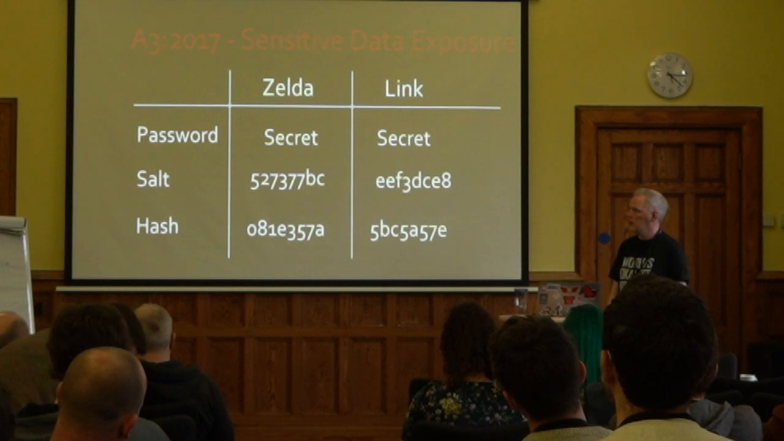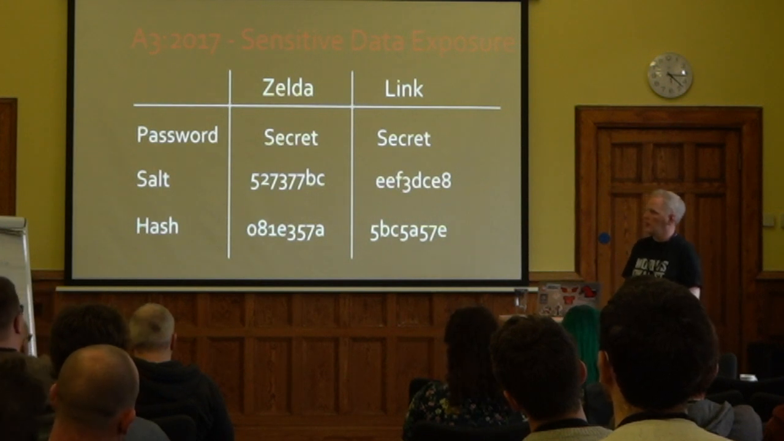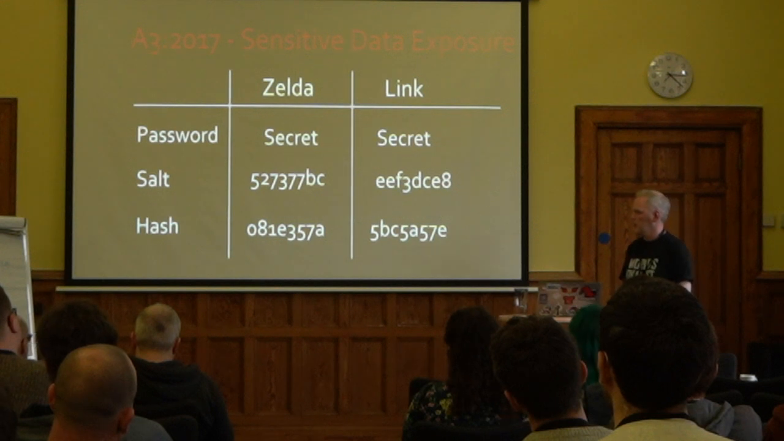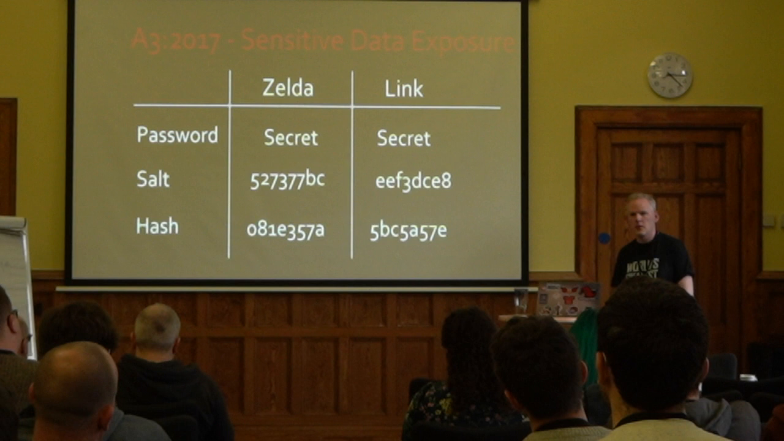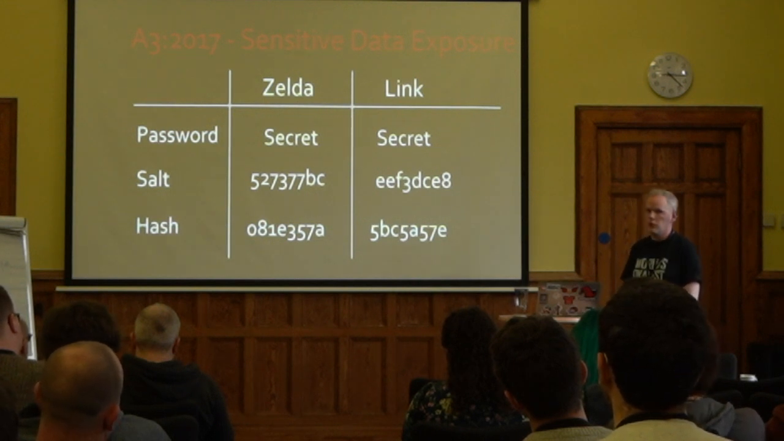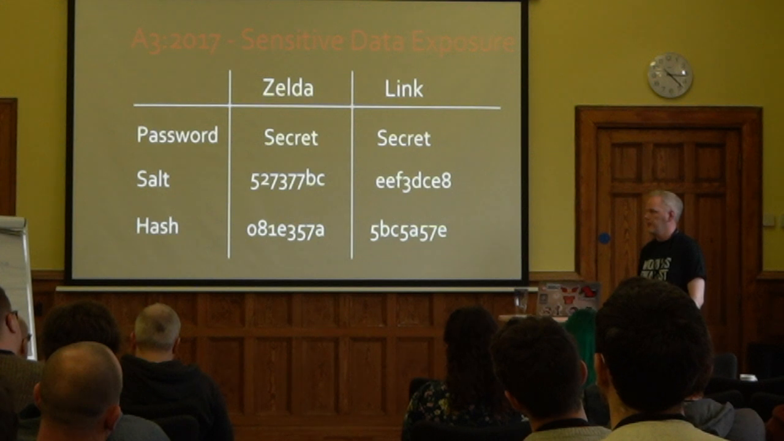If you have a salt, the salt is simply appended to the end or the start of the password. And it means even though Zelda and Link have the same password, the resulting hashes are completely different. So if someone was able to get access to this and generate rainbow tables, they would now have to generate these tables for each user rather than just one table for all users. So there's an extra step preventing people from finding out the passwords.